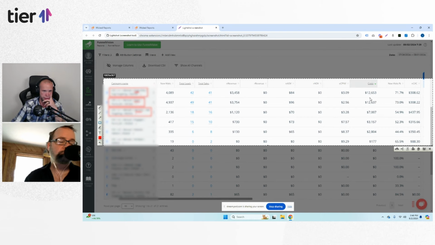On the other side of this, we don't realize that 71% of the traffic inside of that campaign is cold. That means 29% is warm. This one is 27% warm. This is half warm.